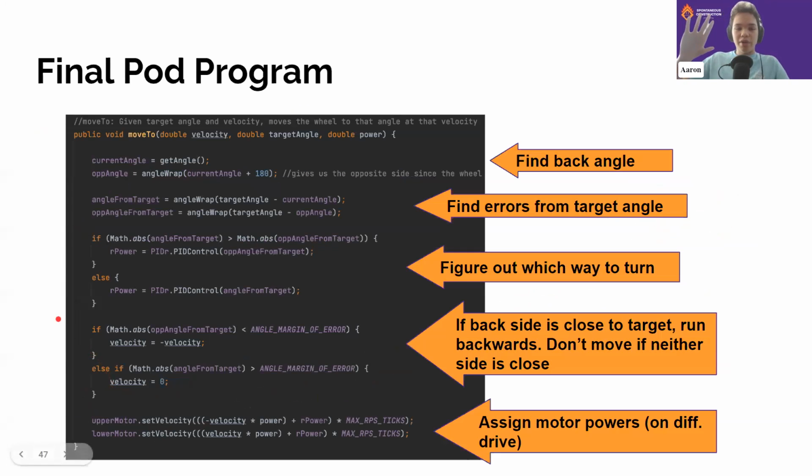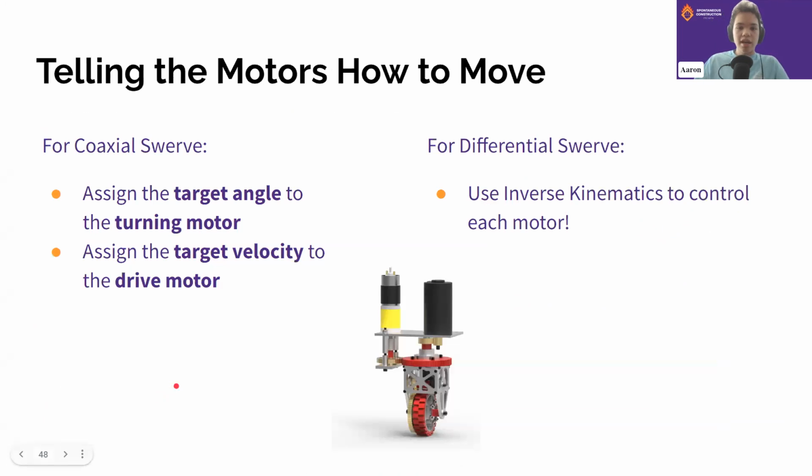Okay, and then here's the final pod program from beginning to end. Each step is basically just what I already showed you. I'm not going to go through this very specifically, except this last part is the kinematics for Diffy swerve, which I'll talk about later.